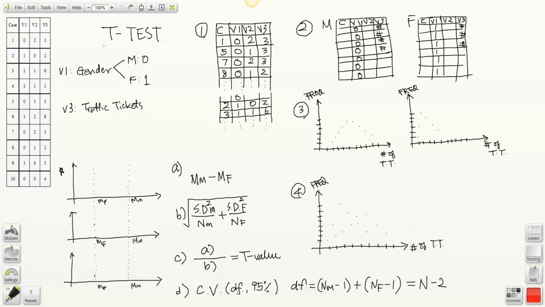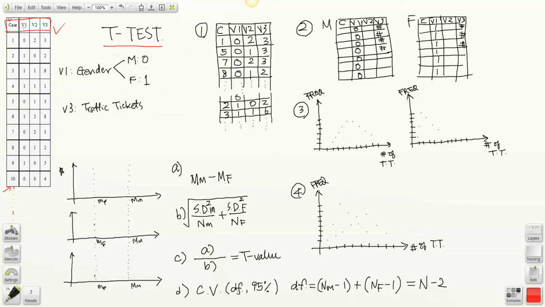In this session, I'm going to explain t-test. Imagine you have a large data set, and because of space problem, I had to cut it at case number 10, but imagine you have a whole lot more cases down the road. And this is a typical format of any given data set.